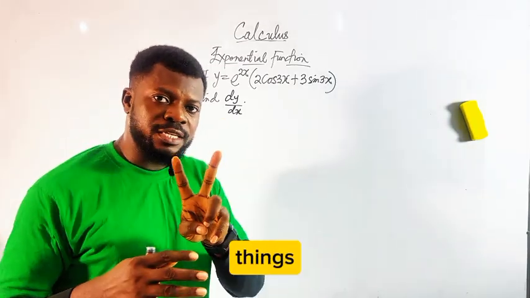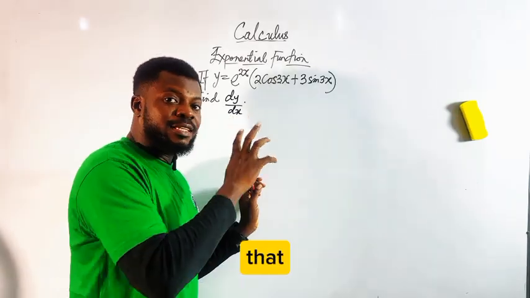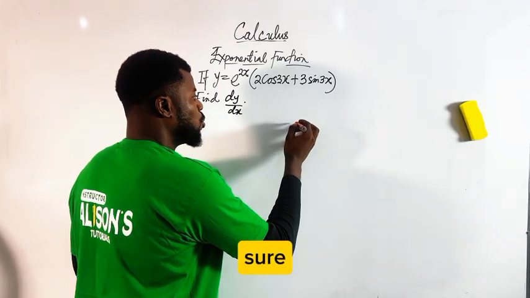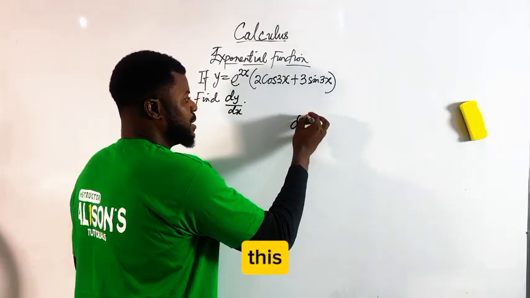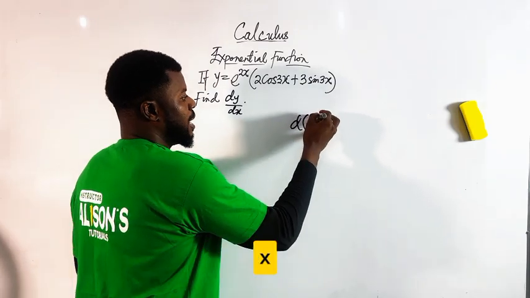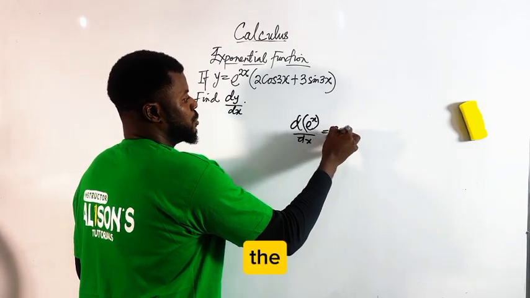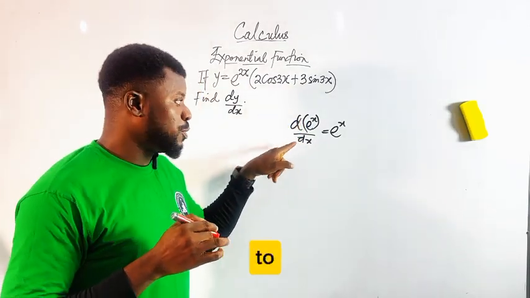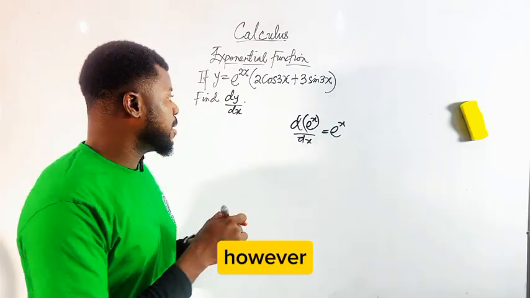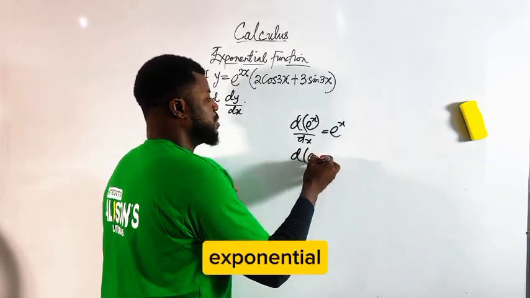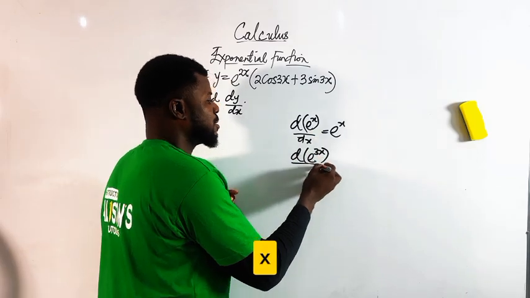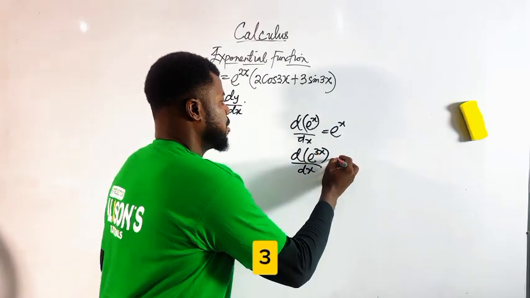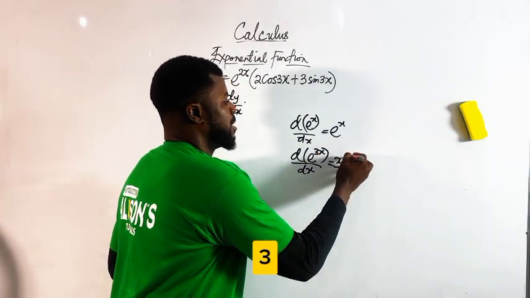There are two things I want to introduce to you. If you get that concept clearly, then you can work on this problem. The first one is to be sure you're familiar with this: the derivative of exponential x with respect to x is exponential x. However, if you're taking the derivative of exponential 3x or 4x or 5x with respect to x, the first thing you do is bring this 3 down and then repeat the exponential 3x.